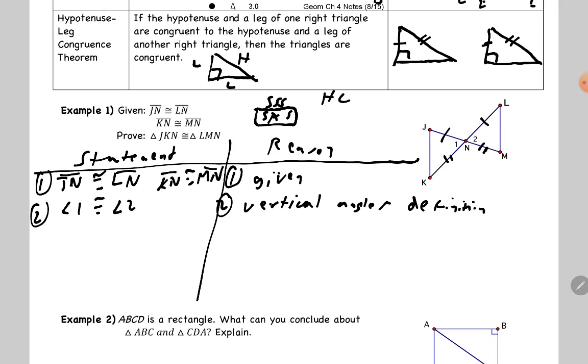3. We now have all our pieces for SAS, so I can just say triangle JKN is congruent to triangle LMN, by SAS. One side, from the first statement, JN is congruent to LN. The other side is from KN, MN. And then the angle in between, or the included angle, angles 1 and 2. That was the second statement, so I can just say SAS.